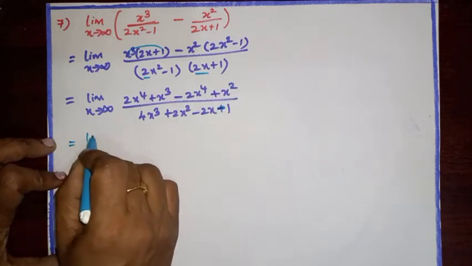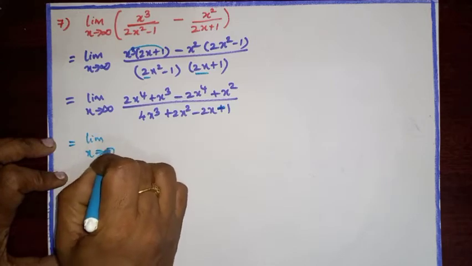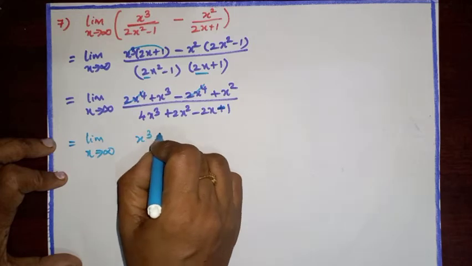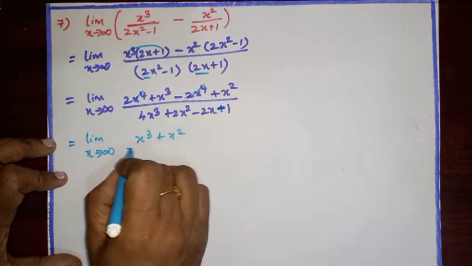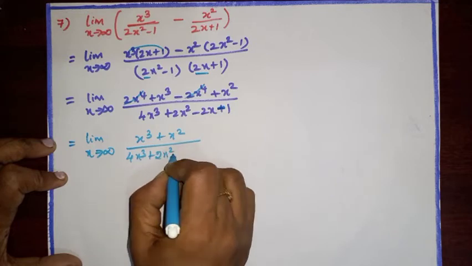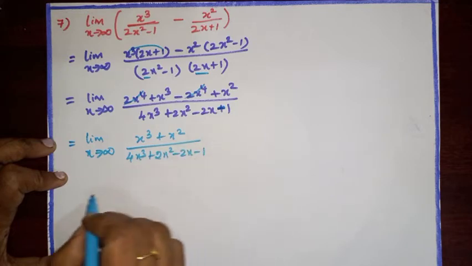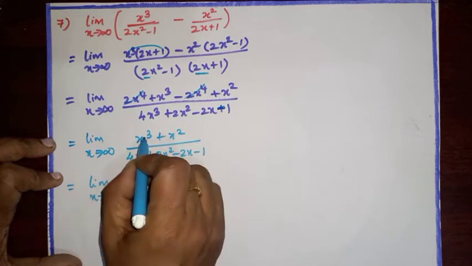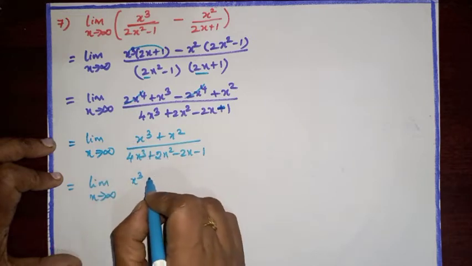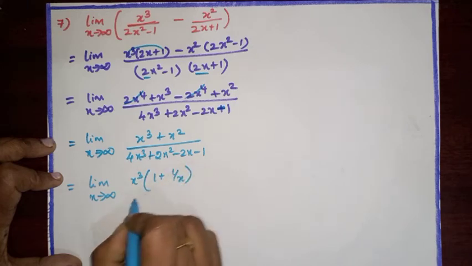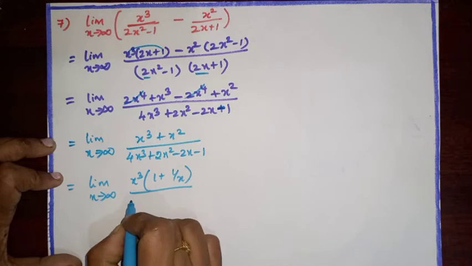Which is equal to limit x tends to infinity. Plus 2x^4 minus 2x^4 will be cancelled. Then we have the numerator as x^3 plus x^2 by 4x^3 plus 2x^2 minus 2x minus 1. Now I am going to take the highest power in the numerator, that is x^3, and I am taking x^3 outside. Then we have inside the bracket 1 plus 1 by x. The denominator also, I am going to take x^3 commonly out.